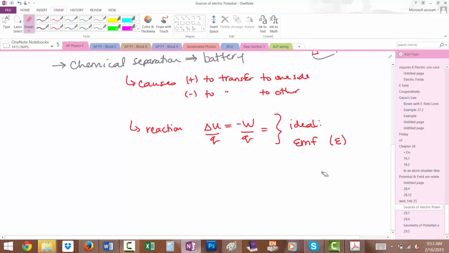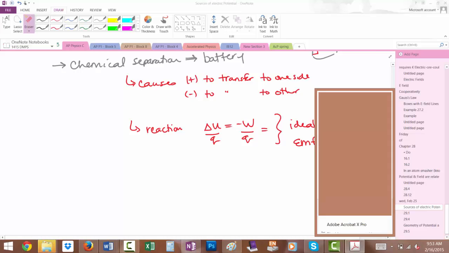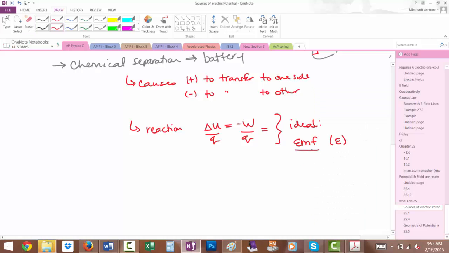It's actually manufactured to be a little higher so that when you take this with your voltmeter, you can measure it as 1.5 when you buy it. Okay? The EMF is a term that I strongly dislike because of what EMF stands for. Yes, it stands for electromotive force.